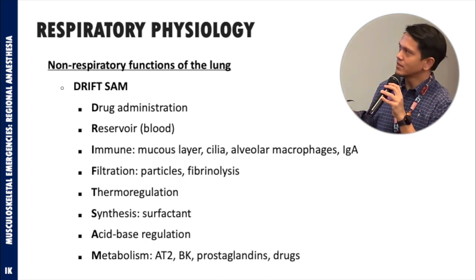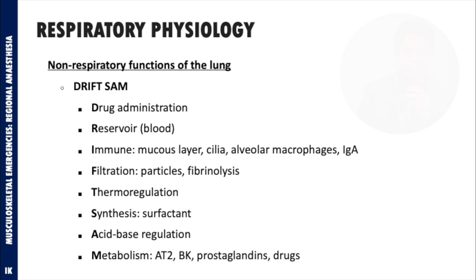So thermoregulation is because one of the sources of heat loss is through the lung, respiratory heat loss. There's a synthetic function, it makes surfactant, you know, type 2 alveolar cells. Acid-base regulation, because we know as part of acid-base, CO2 is important, so CO2 is eliminated at the lungs. And metabolism, so it makes angiotensin 2, it has angiotensin converting enzyme, it makes bradykinin, prostaglandins, and metabolizes drugs. Okay.